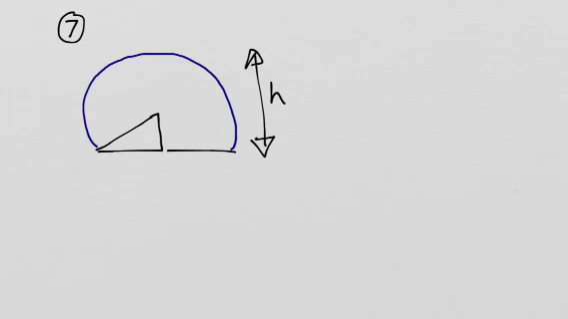Now question 7. 5 bits to this question. Let's look at the first part first of all. It says calculate the height of the tunnel. Now the height of the tunnel I've shown you here is h in the diagram. So if I take that over to my picture, that is that distance there.